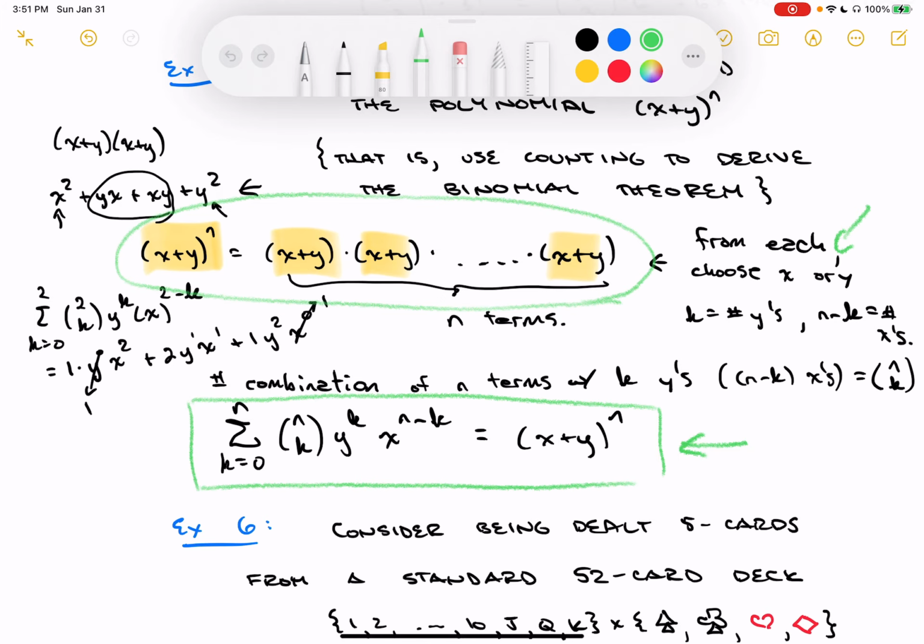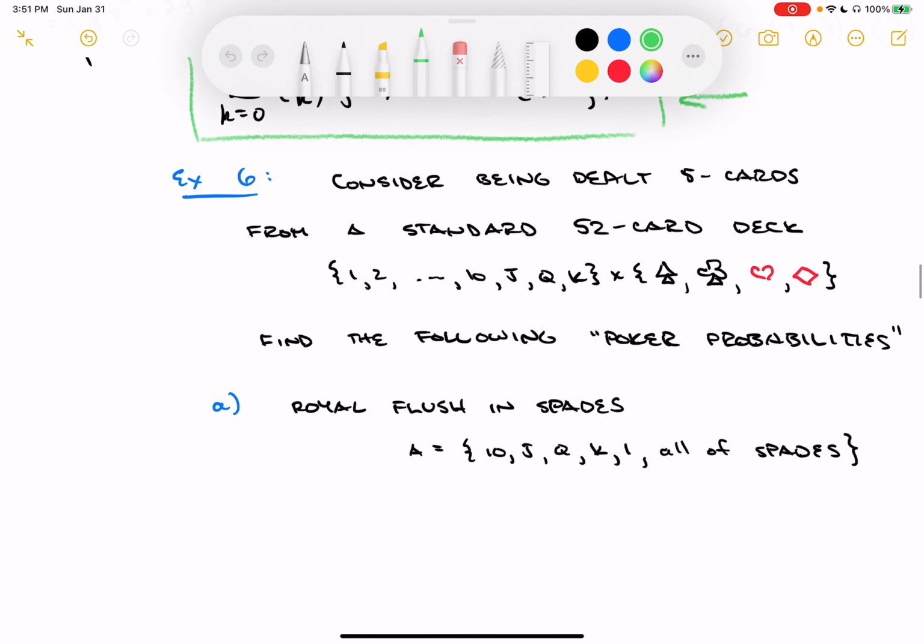Okay, so let's move to the next example. This example has multiple parts. This is all going to be in the context of some card playing. So we're going to consider being dealt a 5-card hand from a standard 52 card deck.